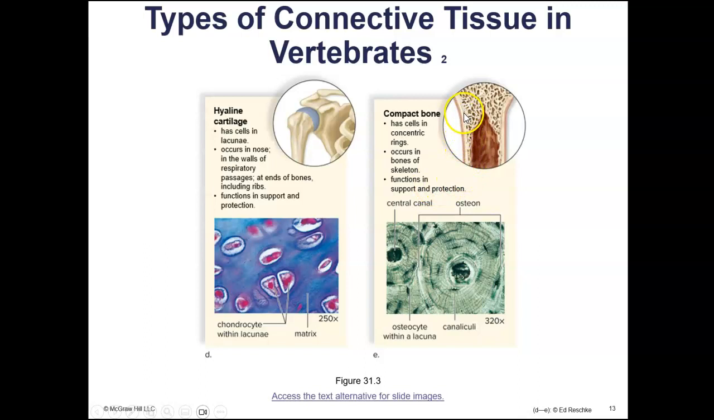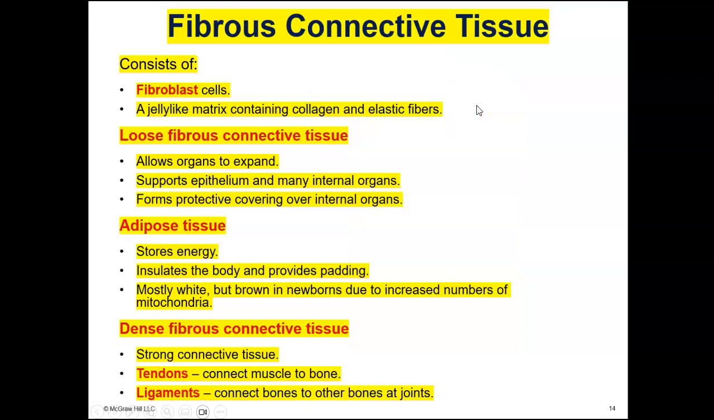Then we have compact bone forming the shaft of a long bone. And then there's spongy bone that forms the ends of long bone. But cartilage and bone are our 2 supportive connective tissues. Now here are the notes on the fibrous connective tissue.